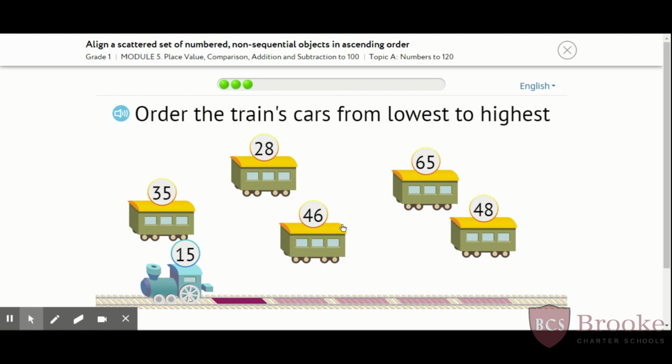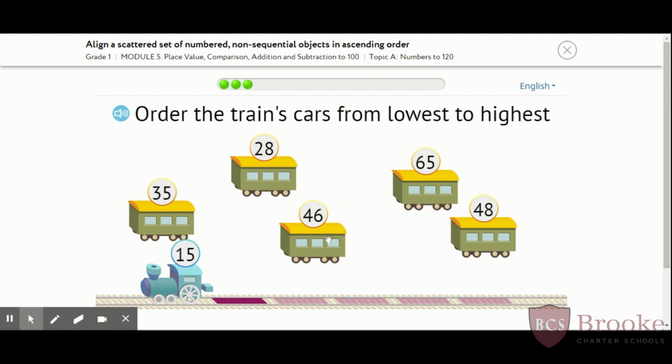Order the train's cars from lowest to highest. That means the lowest value to the highest value. Let's start by saying our train cars and their numbers. I see they already gave us the smallest one down here. This number is 15. Let's go through and read the rest of our numbers. This number says 35. This number says 28.